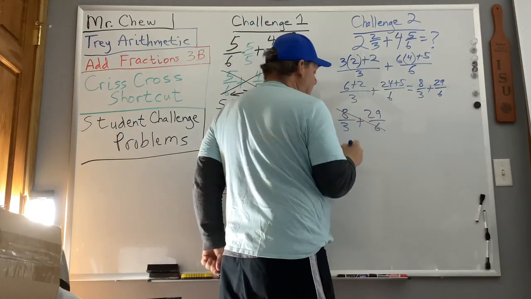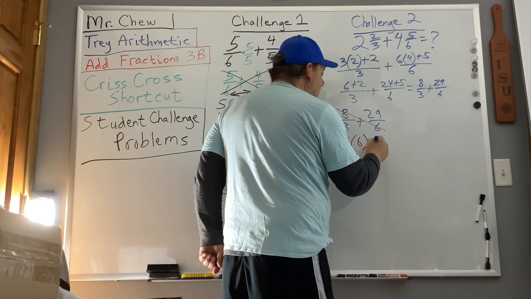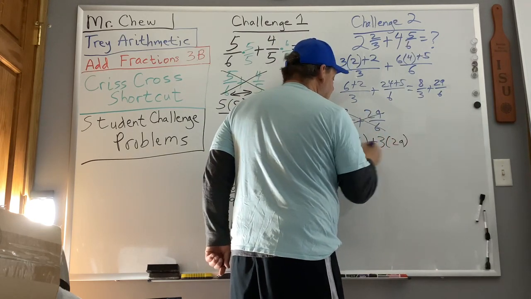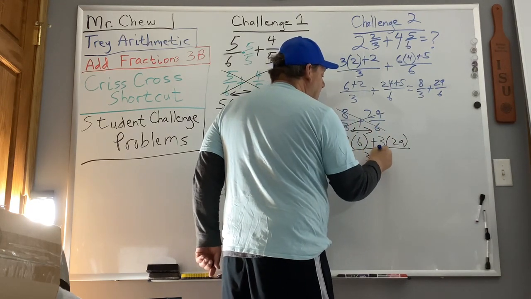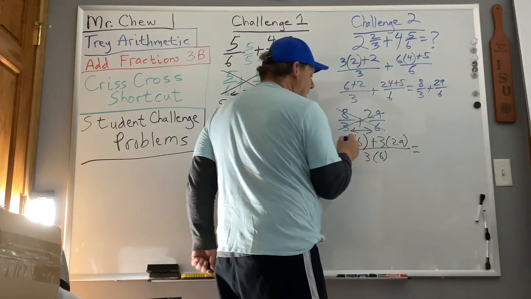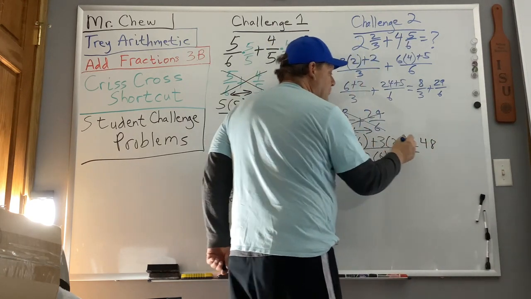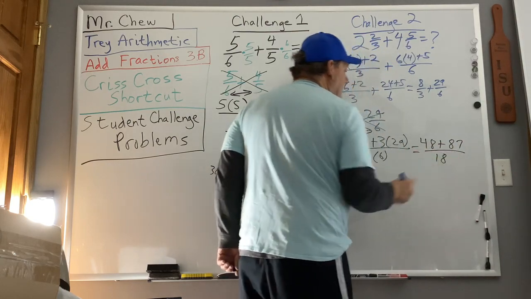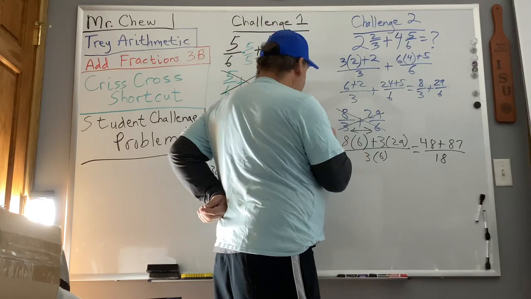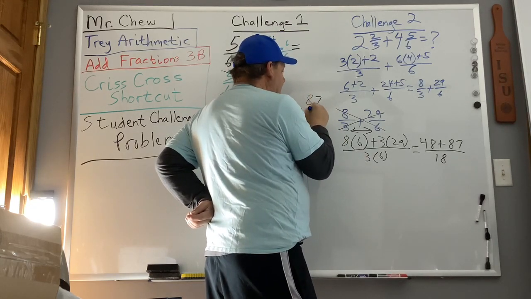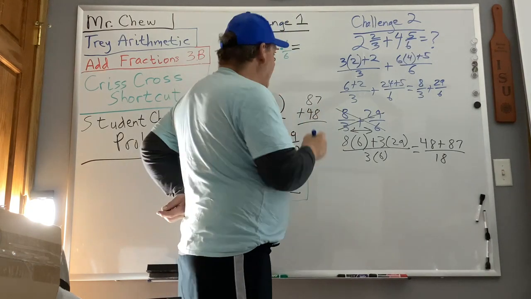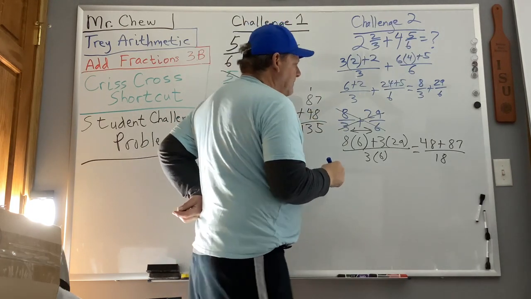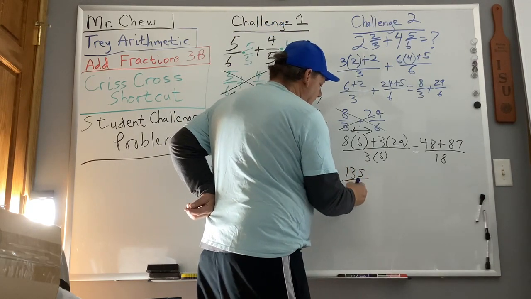So I do my 8 times 6 plus, because it's an addition problem, there's my criss, there's my cross. All over 3 times 6. So this is 8 times 6, which is 48, plus 3 times 29, which is 87, all over 18. So 48 plus 87, I don't know what it is, but we can stack it up. Since this is an arithmetic class, let's just go ahead and do that. 8 plus 7 is 15, carry the 1. 4 plus 8 is 12, plus 1, 135. So I have 135 over 18.